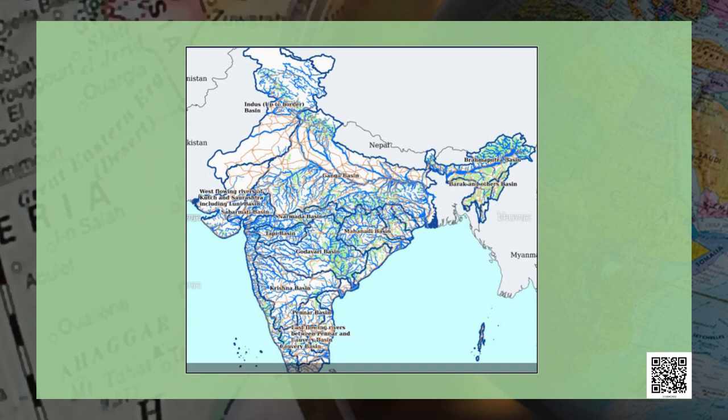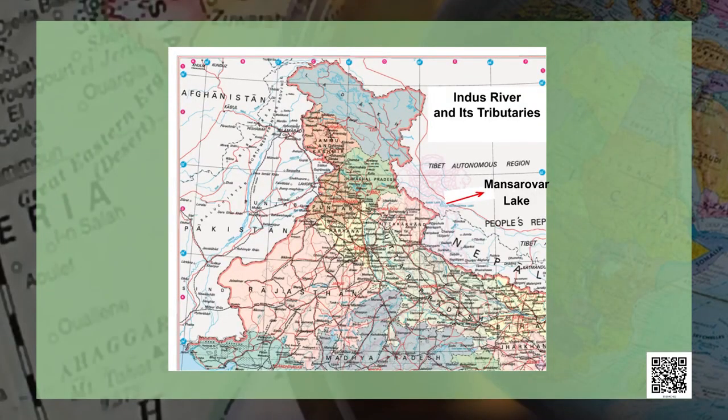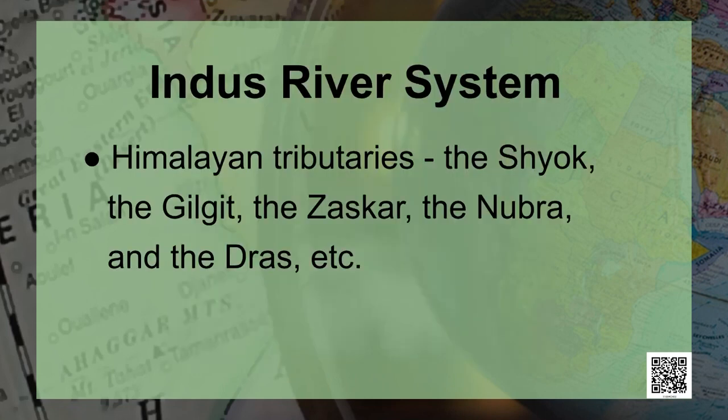Try to find out these places in your atlas. The river cuts across the Ladakh range, forming a spectacular gorge near Gilgit in Jammu and Kashmir. By now, you must be knowing what is a glacier and a gorge. Look at the map. Observe various small rivers joining the Indus River and the direction in which it is flowing from the place of its origin. The Indus has a number of Himalayan tributaries such as the Shyok, Gilgit, Zanskar, the Nubra and the Dras, etc.